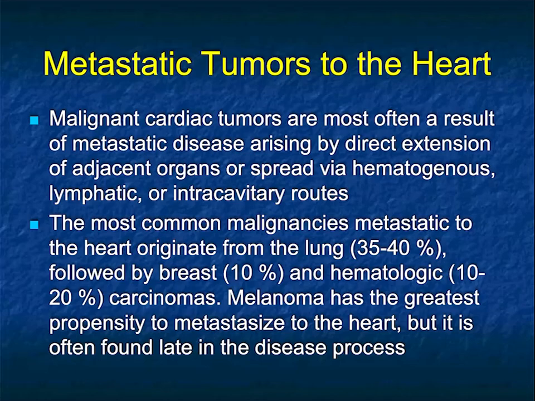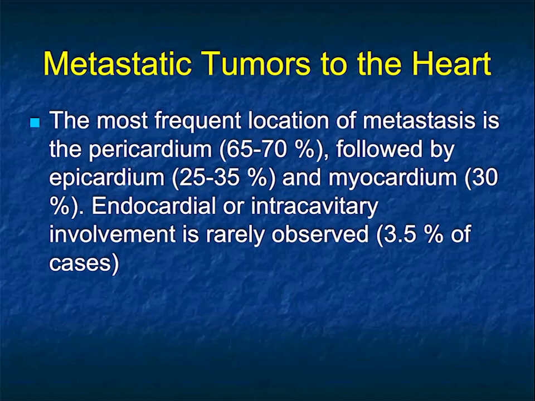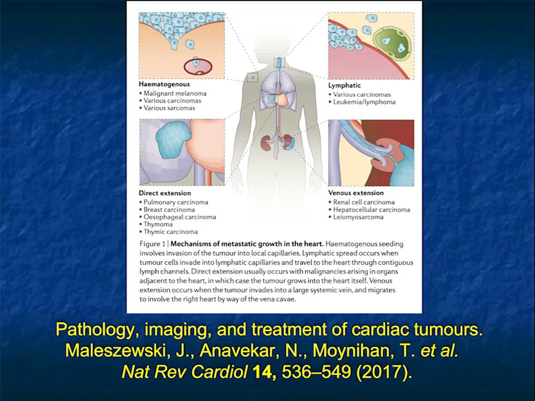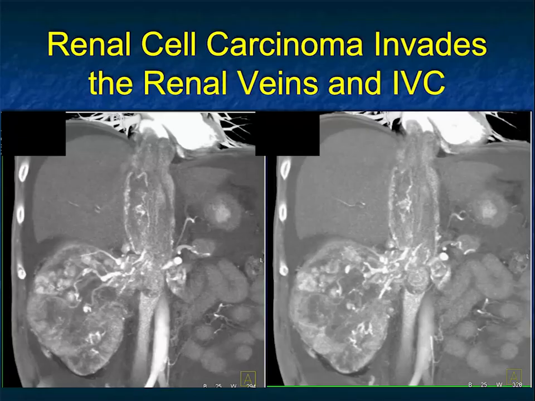Melanoma has the greatest propensity to metastasize to the heart, but is often found late in the disease process. When you think about metastasis, it could involve the pericardium most commonly, then epicardium and myocardium. Endocardial or intracavitary involvement is fairly uncommon. In this article by Malzowitsky, you can see how they show the spread from hematogenous to lymphatic to direct venous extension to direct extension by tumors, for example, thymoma or breast cancer or lung cancer.